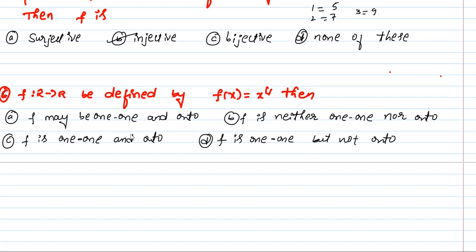The next question is: let f mapping from R to R be defined by f of x is equal to x power of 4. Then f may be 1-1 and onto, f is neither 1-1 nor onto, f is 1-1 and onto, and f is 1-1 but not onto.